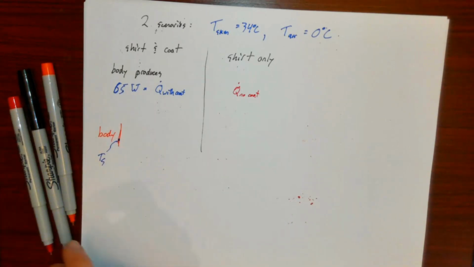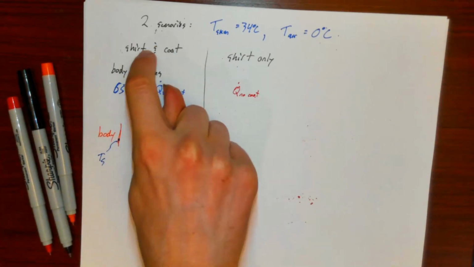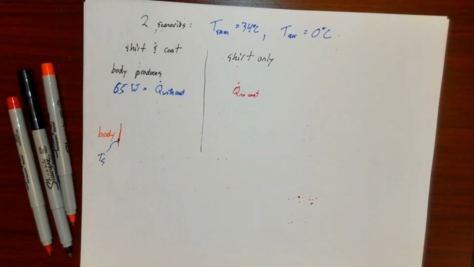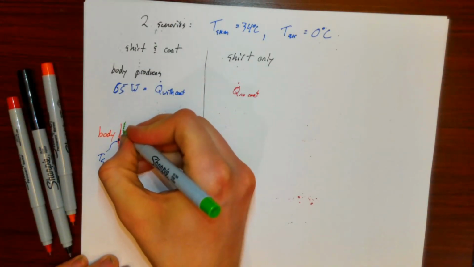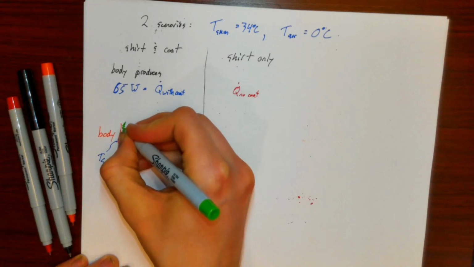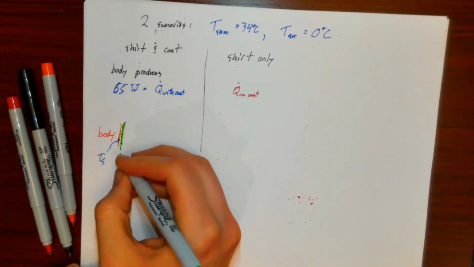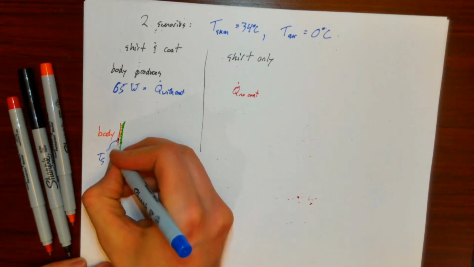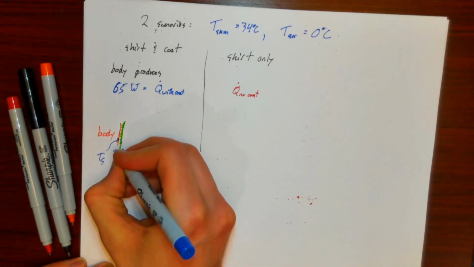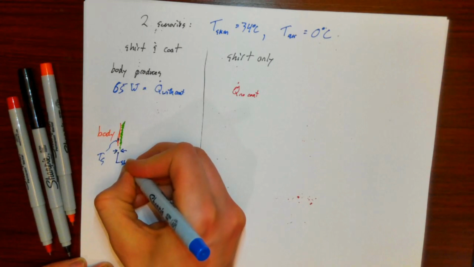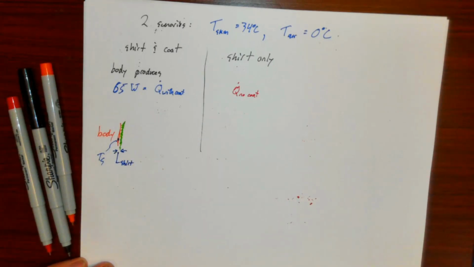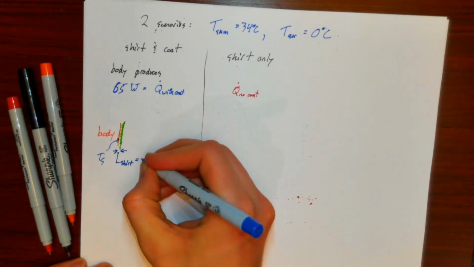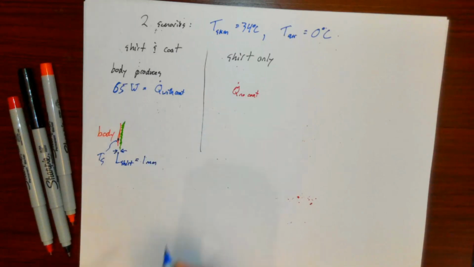If I have a shirt and a coat, there's first a layer of shirt that's in contact with my skin, and this shirt has a thickness, we'll call it L shirt. The thickness of the shirt is about 1 millimeter.